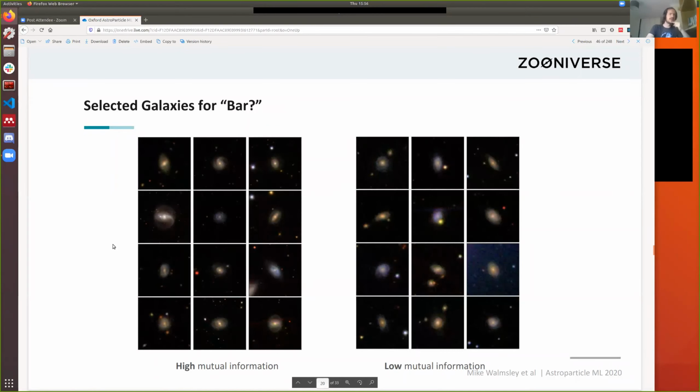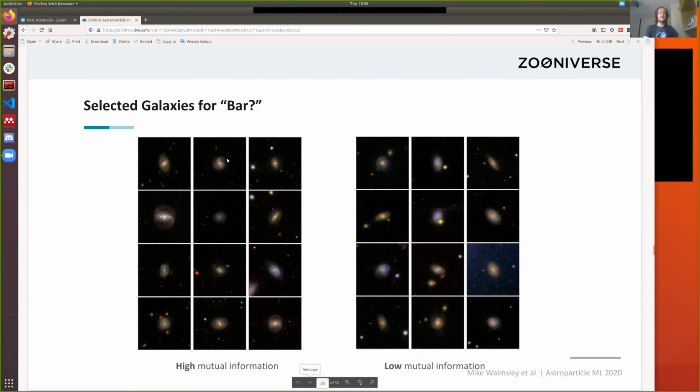We can ask the same kind of question, which galaxies are informative, if I train a model to predict which galaxies have a bar. This one is a bit less obvious. I took a long time squinting at it to work it out. You might be quicker than me. The difference, I think, is in the resolution, right? So the galaxies on the right-hand side that aren't informative are blurry, they're blobby. You can't really see if they have a bar or not.